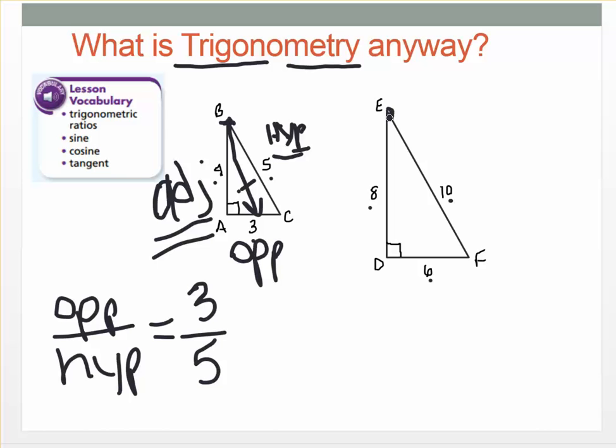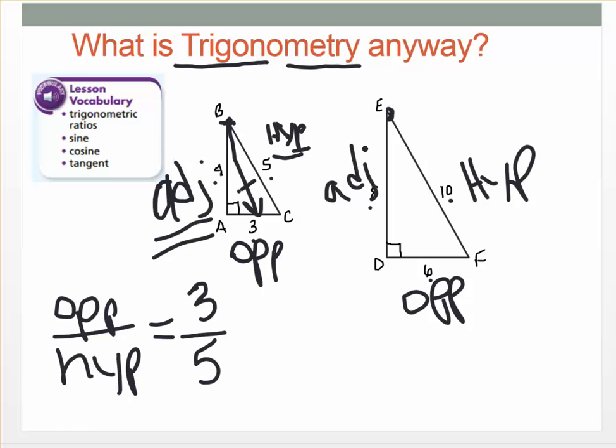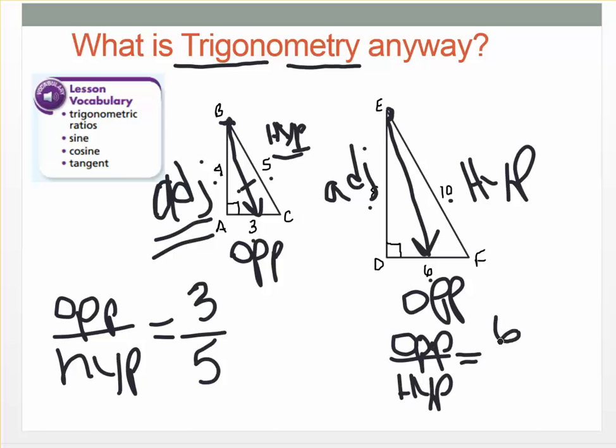And we're going to go through the same process of identifying that this is the hypotenuse, this is the opposite, and this is the adjacent. Now, if I were looking at angle E, and I wanted to know the length of the opposite side divided by the hypotenuse for this triangle, it would be 6, because 6 is across, that's the opposite, divided by 10. And what's cool about that is if you reduce that fraction, it reduces to 3/5.